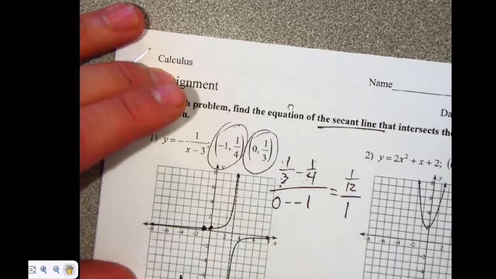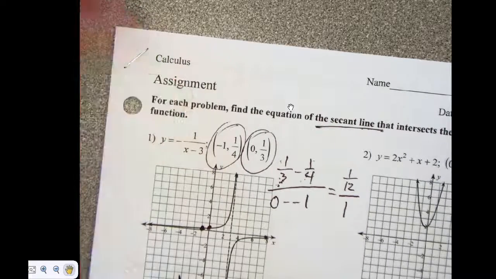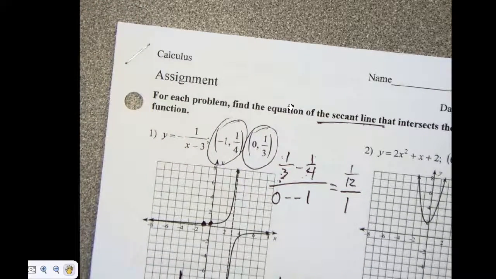I know I'm going fast, but are there questions on 1? I think they're all easier than that actually. The fractions are the hard part, I think. Fair enough? Good?